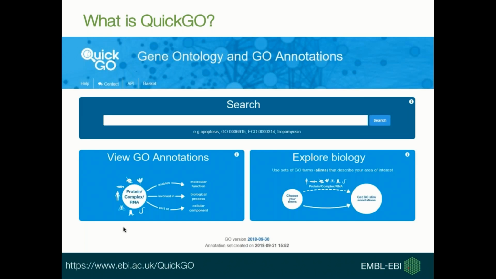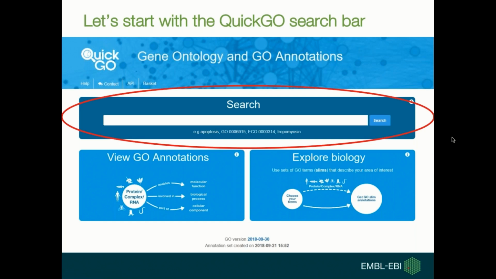So this is our QuickGO homepage, which you can get to at the link below, ebi.ac.uk/QuickGO. We're just going to work our way through it. Let's start with the search bar. The big red circle over here is our search bar. You can type in a general search term, so by keyword search, you can type in a particular GO ID if you know the GO term ID you're looking for, the ECO code if you know it, or the name of a gene product.